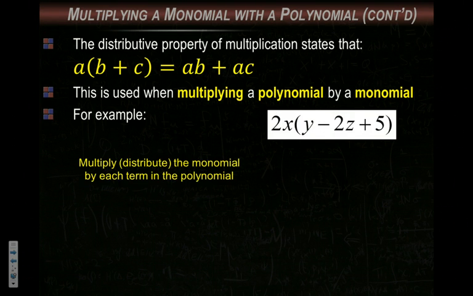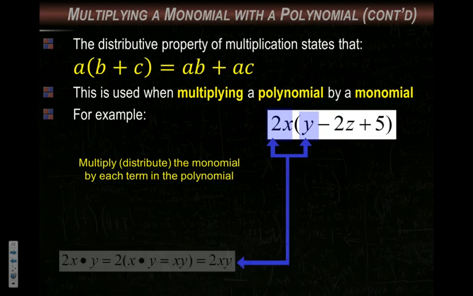In this example, I'm going to multiply 2x by everything in the brackets. How many terms are in the brackets? Okay, just take a look, just yell it out. How many? 3. Remember, you could use a cut system to cut it into 3 parts. y is a term, negative 2z is a term, and 5 is a term. So, 2x has to be multiplied by all 3 terms.